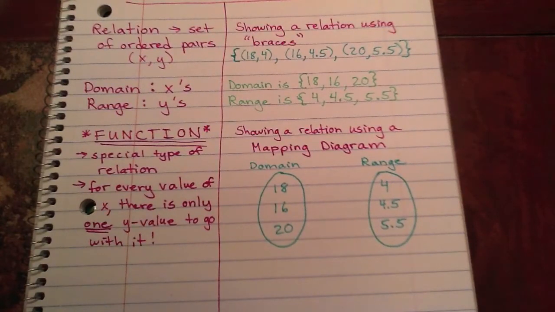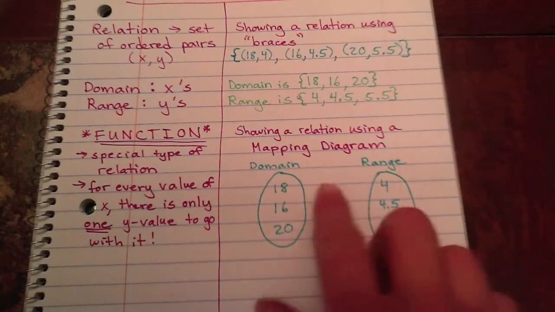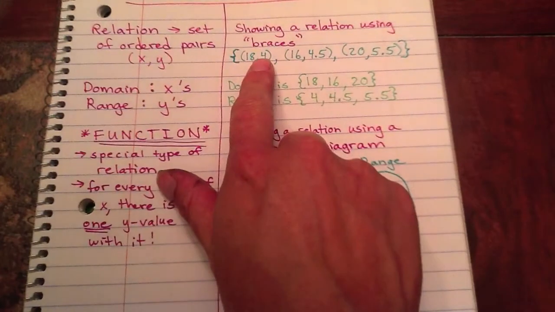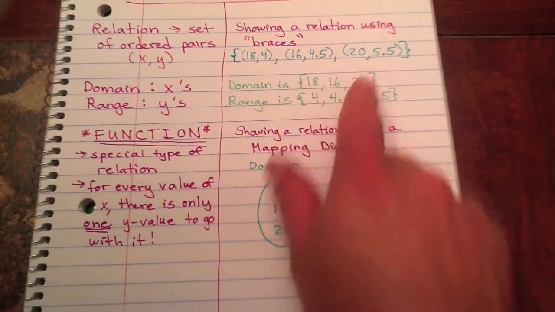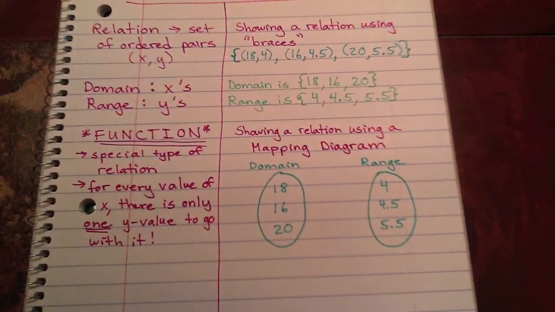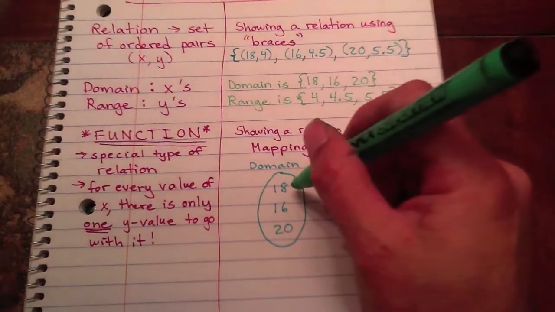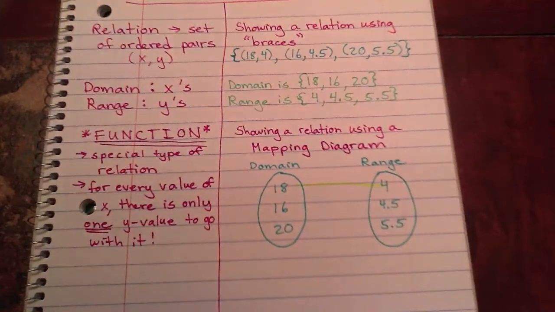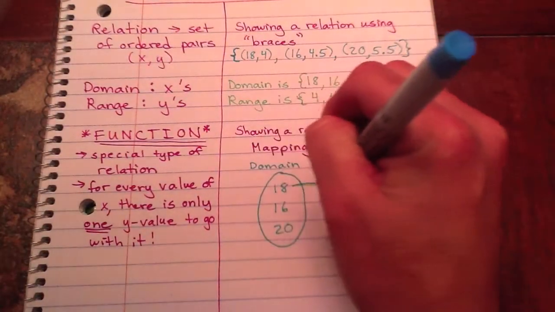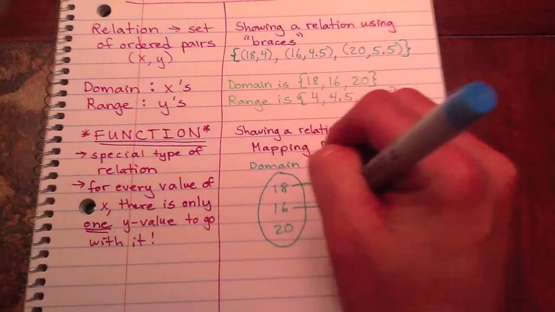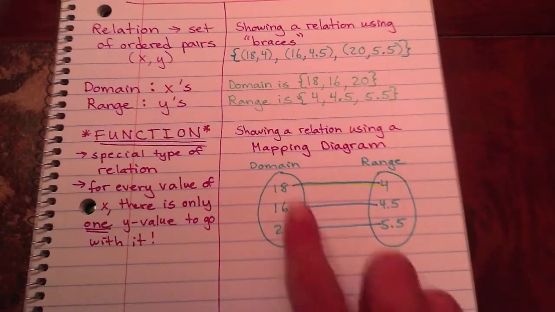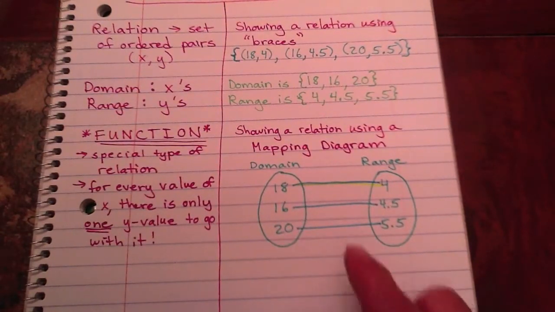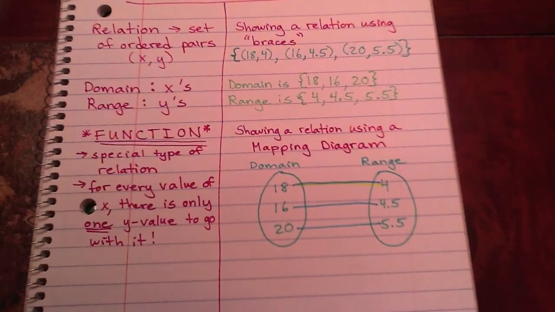Now you draw a line that goes from each domain that matches the range. So 18 to 4, 16 to 4.5, 20 to 5.5. 18 goes to 4. Let me go ahead and make that darker. 18 goes to 4, 16 goes to 4.5, 20 goes to 5.5. They're not always going to line up perfectly across like that, just did in this particular example.